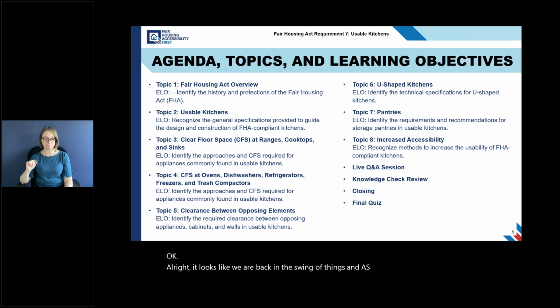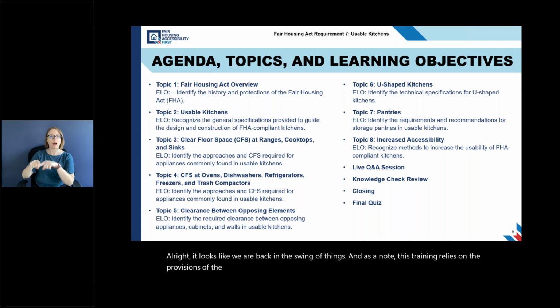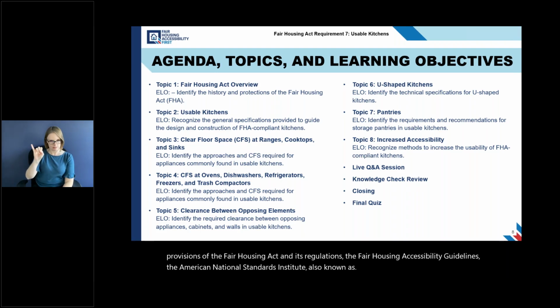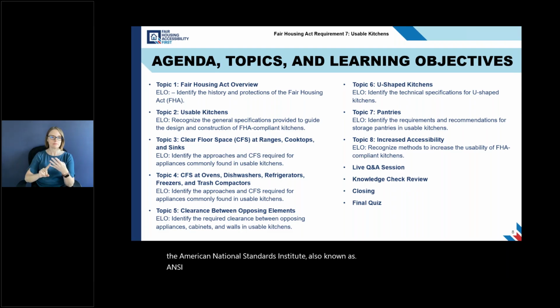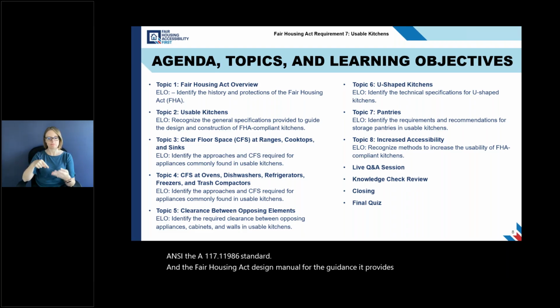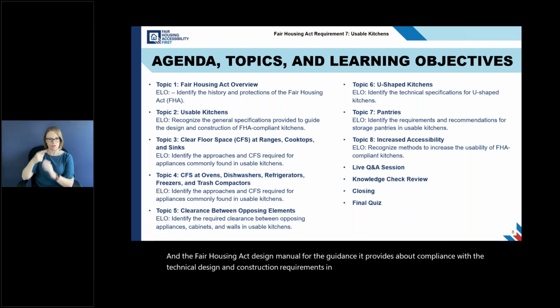And as a note, this training relies on the provisions of the Fair Housing Act and its regulations, the Fair Housing Accessibility Guidelines, the American National Standards Institute, also known as ANSI, the A117.1 1986 standard, and the Fair Housing Act Design Manual for the guidance it provides about compliance with the technical design and construction requirements in the Act.